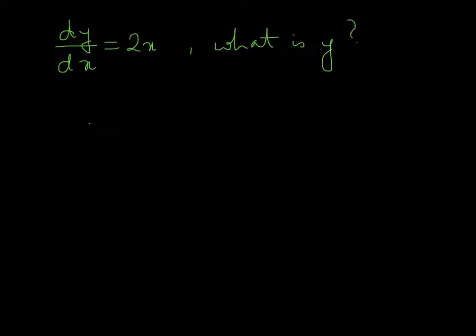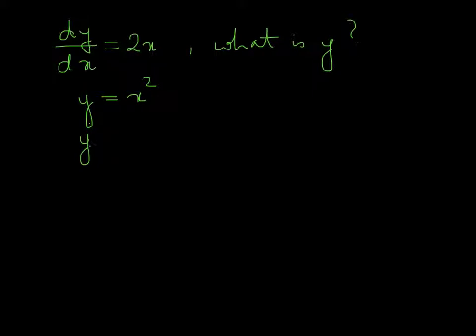If I know that dy by dx is, for example, 2x, the question is, what is y? In this example, we can just guess that y is x squared. We know that the derivative of x squared equals 2x. But is it the only function?